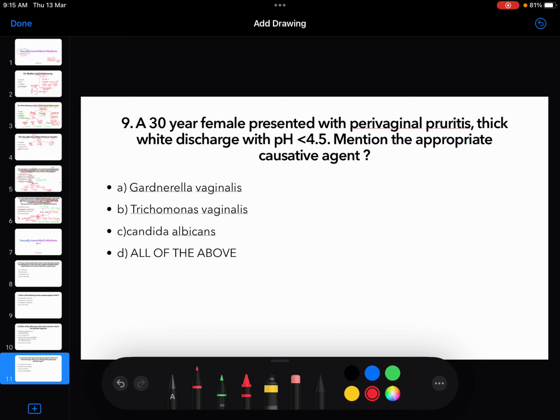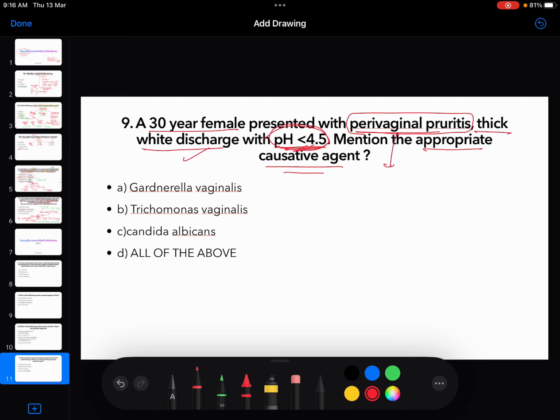A 30-year-old female presented with perivaginal pruritus, thick white discharge with pH less than 4.5. Mention the appropriate causative organism. Here there is perivaginal pruritus and white discharge, and the pH is normal. That is normal in the normal vaginal flora, that is less than 4.5, which is a normal condition. Appropriate causative agent.